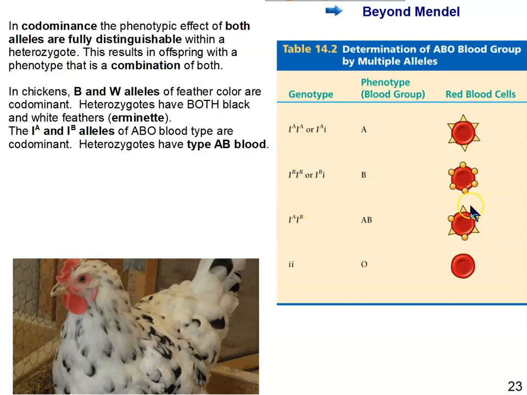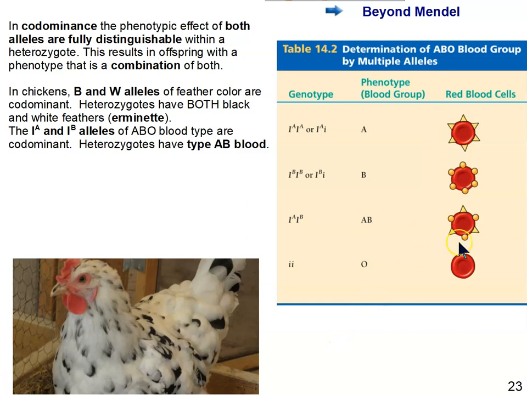And a person that has type AB blood, it's because they've received from their parents both the A and the B allele, and there are both A and B proteins on their red blood cells. Those are distinguishable by doing a blood type test, but they are distinguishable on the red blood cells. And that's what makes this codominance, not incomplete dominance.